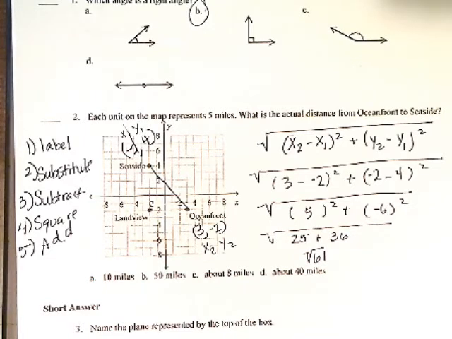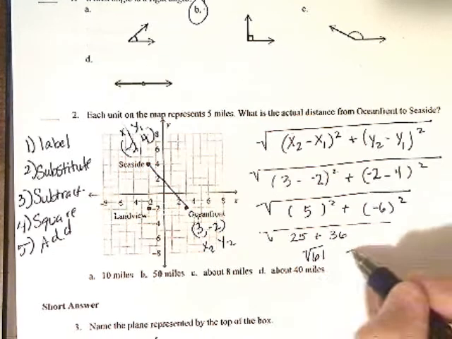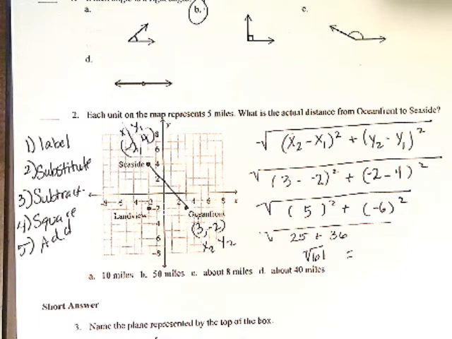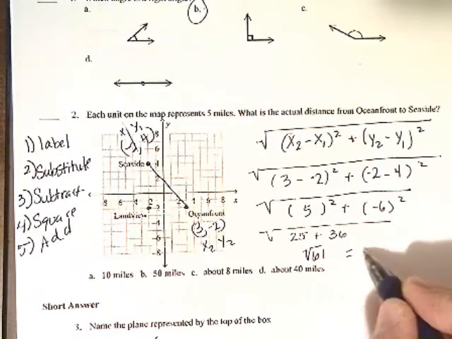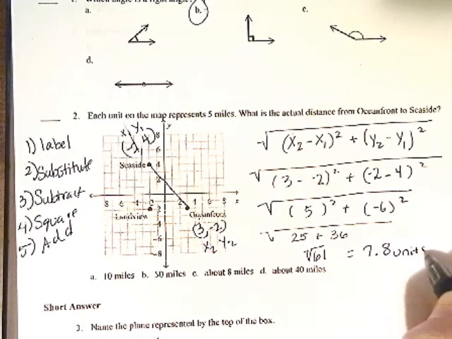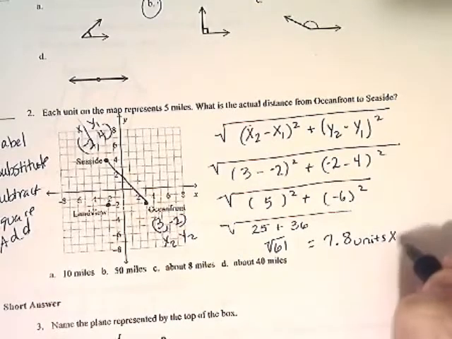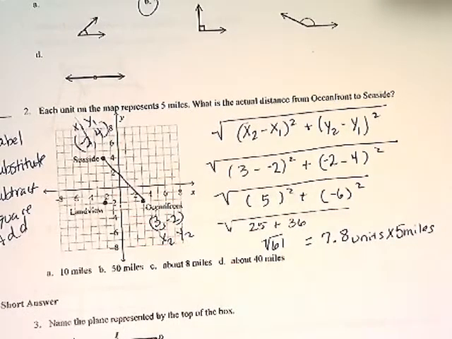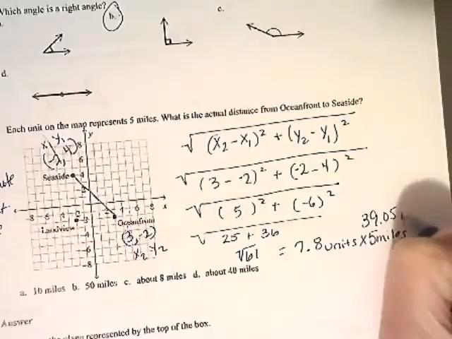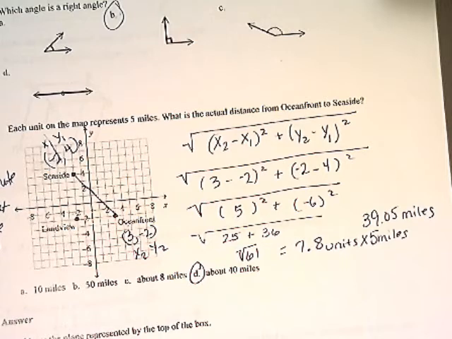Well, they really want me to give the distance in miles. So first thing I'm going to have to do is figure out how many units that is. So I'm going to take the square root of 61, and it's approximately, let me find the square root button on this little handheld calculator. Okay, square root of 61 is approximately 7.8 units. Each unit represents 5 miles, so when I multiply that by 5 miles, it's going to give me 39.05 miles. So that is very close to answer choice D.